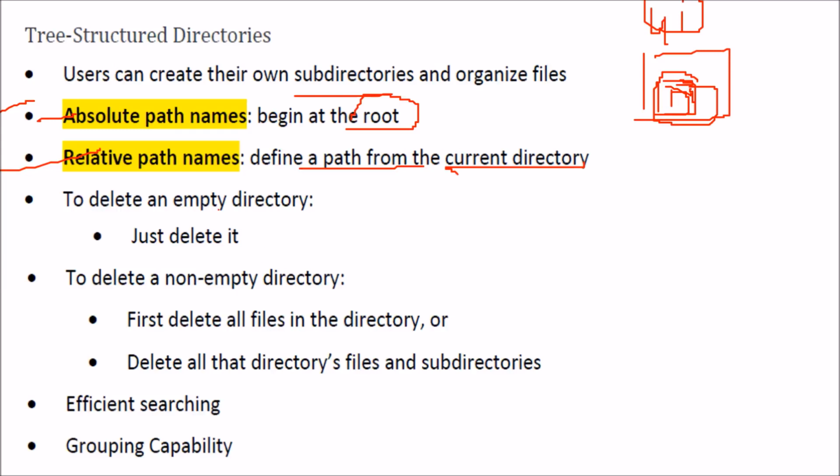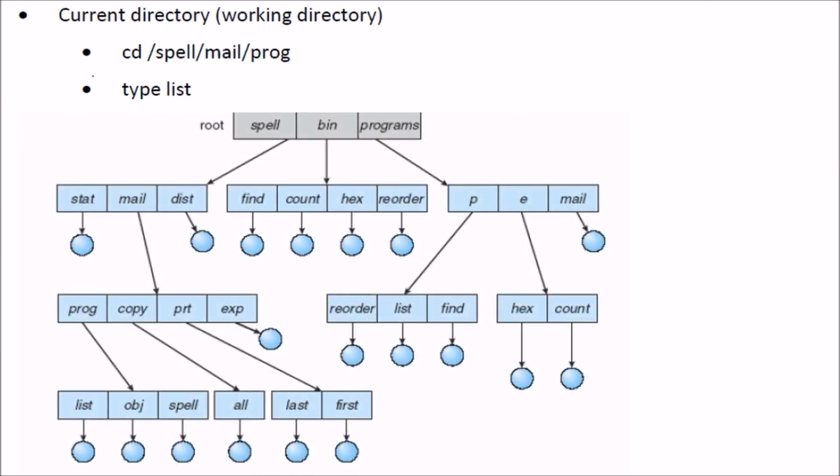In order to delete an empty directory, you just delete it. But if you want to delete a non-empty directory, first you delete all the files in the directory, and then you delete all the directory files and subdirectories. This is what you do. The searching in this tree structure directory is quite efficient, and the grouping capability is also there. So this is how it goes.